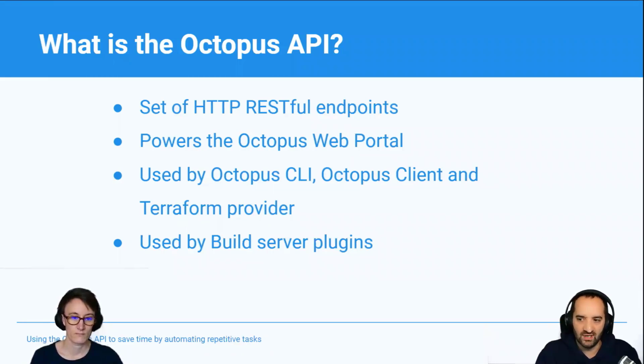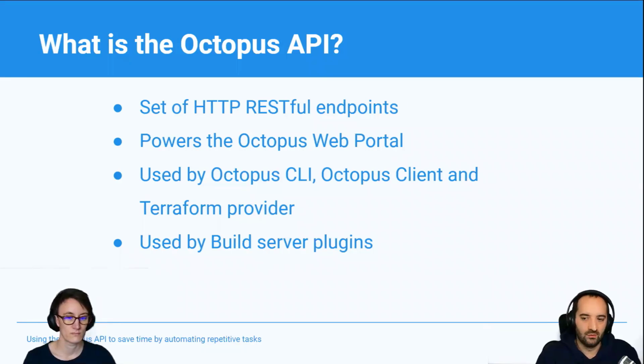Octopus has been built API first since way back when Octopus 2.0 was released, I think it was sometime in 2013. What this really means is that Octopus is built in layers. So the API is the layer responsible for interacting with the Octopus server. Within the API is a collection of RESTful HTTP endpoints that you can call.